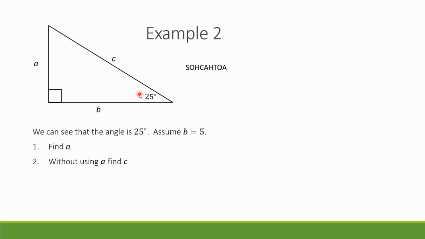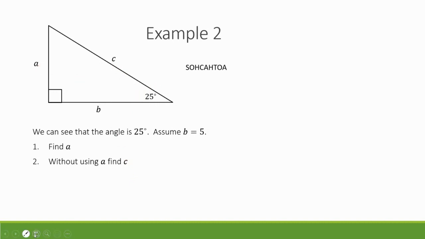So we want to get A and we want to get C. We're going to get C without using A. In other words, we're not going to use Pythagorean's theorem to find C. I mean, theoretically, once you know two of the side lengths, you can use Pythagorean's theorem, but we're doing trig here, so we're going to use trig.